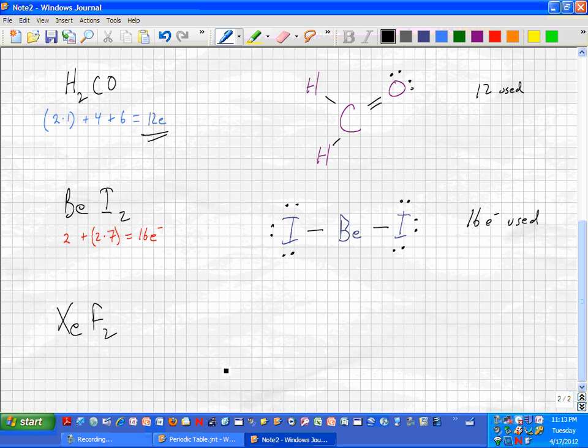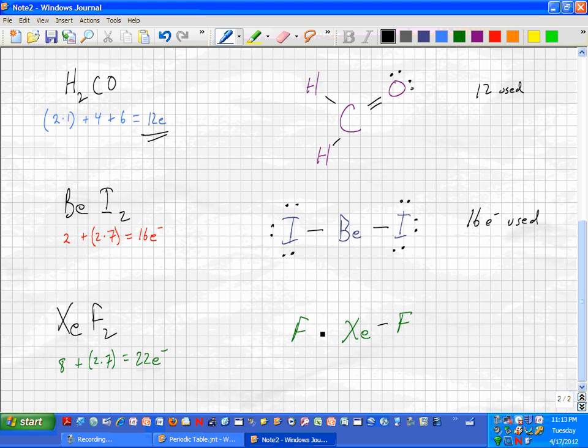Last example is xenon difluoride. So again, we're going to count up our valence electrons. I've got xenon, which is in group 8, plus 2 times 7, because fluorine's in group 7. That's a grand total of 14, 22 electrons available. Xenon, my least electronegative, is going to go in the center, flanked by a couple of fluorines.